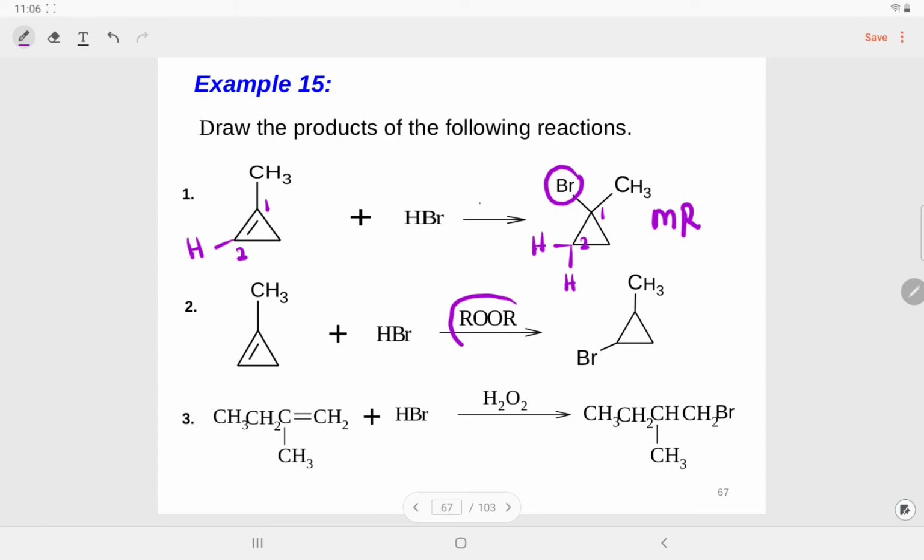But the second question has peroxide. So it must be the anti-Markovnikov rule. So we check carbon 1 and carbon 2 for hydrogen. So hydrogen is added on the carbon here and bromine is added to carbon number 2.